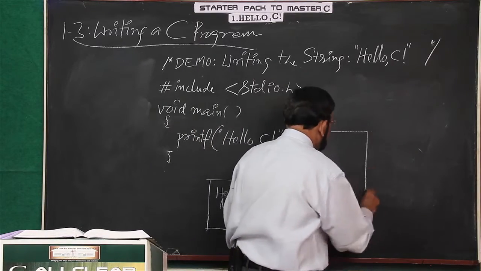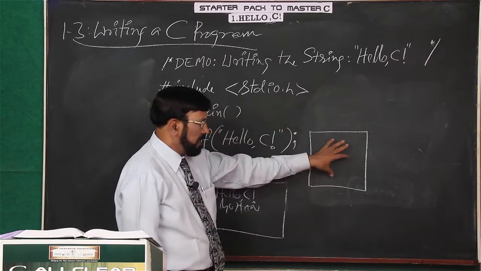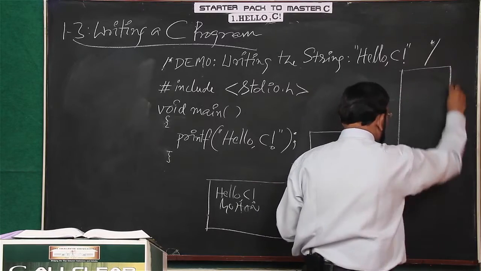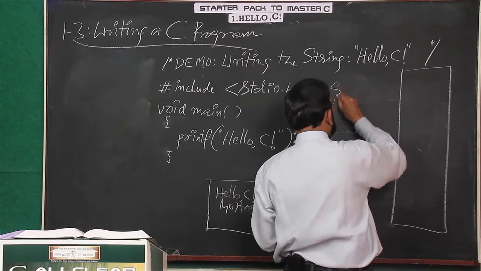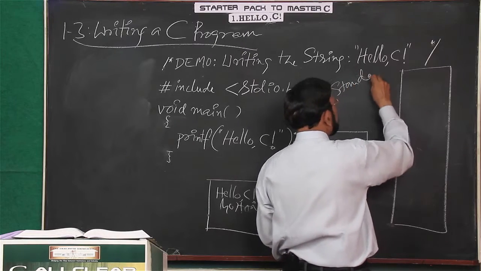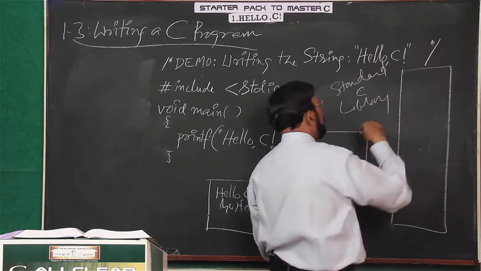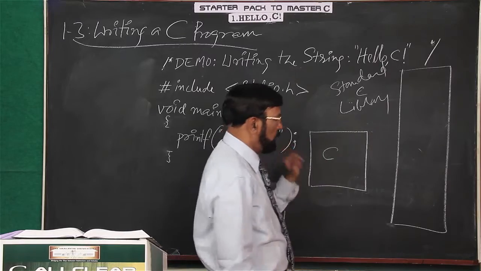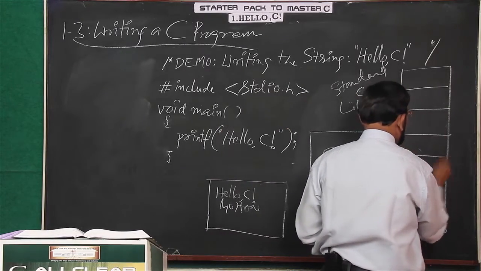Here, this is C language. Whatever the core elements of C language are, they put here. And these ready-made functions, they put in a different segment, called the standard C library. In this library, all these hundreds of functions are stored. And here, the same library arrangement they made.